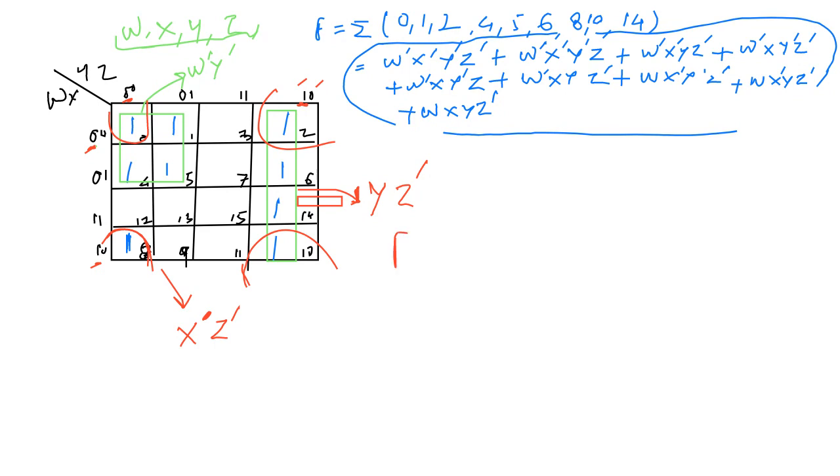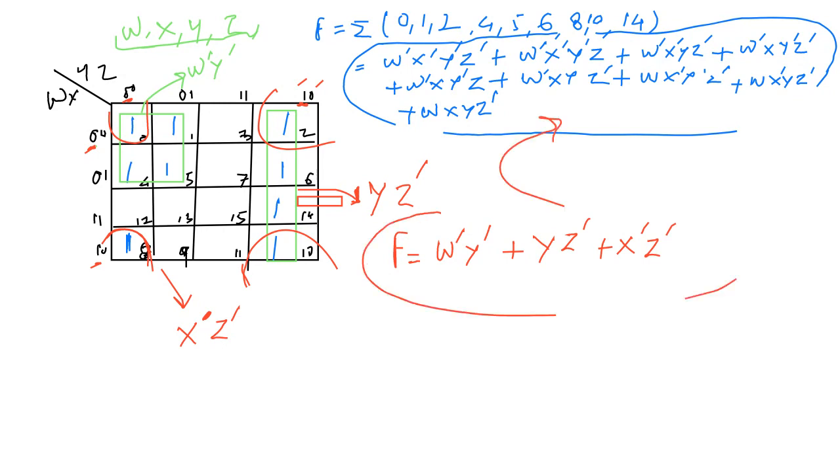So your function f can be represented as w dash y dash plus y z dash plus x dash z dash. You see, such a big function, we are able to simplify using a K-map in such a small, organized way. So all of you, this is the way you can solve your function where it is two variable, three variable, or four variable.